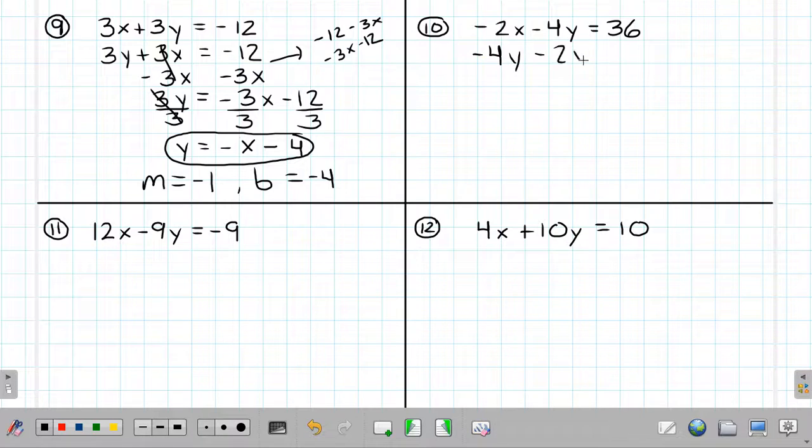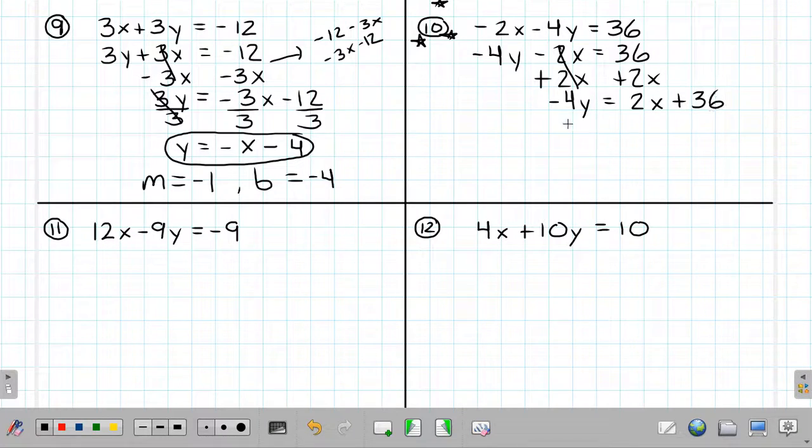Number 10, we would have negative 4y minus 2x is equal to 36. In this case, that means I have to add 2x. So this is another one where you've got to remember to add the 2x, or add the x term. And that gives us 2x plus 36. Divide by negative 4.